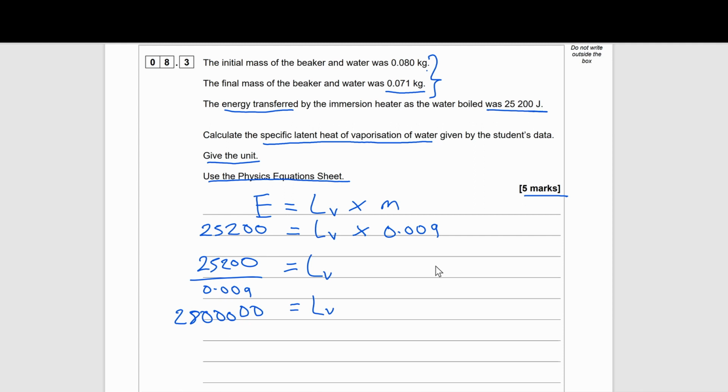So we haven't gotten our 5 marks yet because we need to give the unit. So let's just add our units here for these values, and then it will help us to figure out our unit. So our energy here was in joules. The mass that we found the difference of was in kilograms. So all we need to do is use those and we'll get our unit. So it will be joules per kilogram.